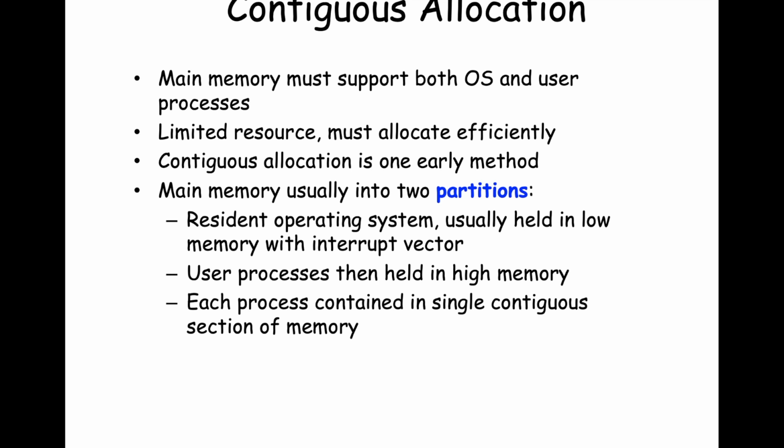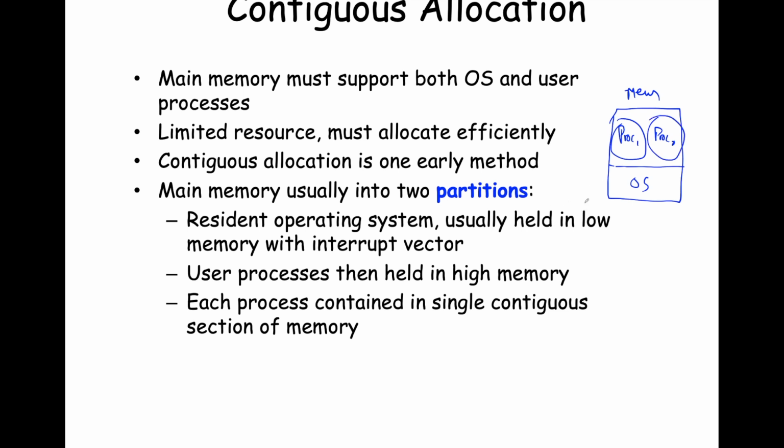Oftentimes in the literature and in the book, you see a description of an operating system and its relationship in memory to the processes. You'll often see a box representing your memory, and that's what we've been doing. Here's your memory. And then down below, you'll see the operating system and then the processes, process 1, process 2, for example, written in that part of memory above. So that's where that diagram comes from.